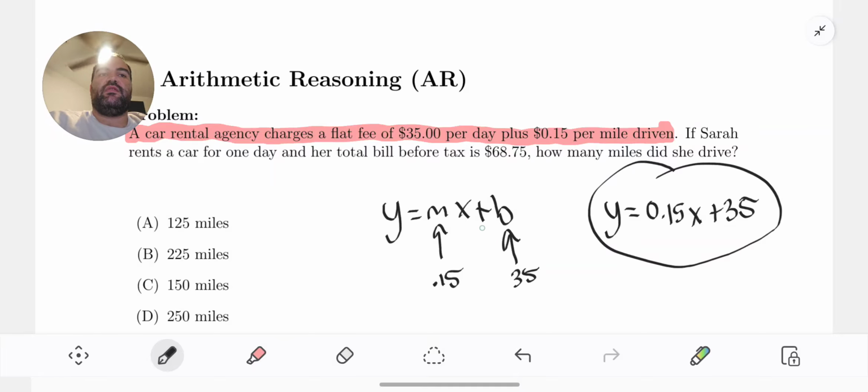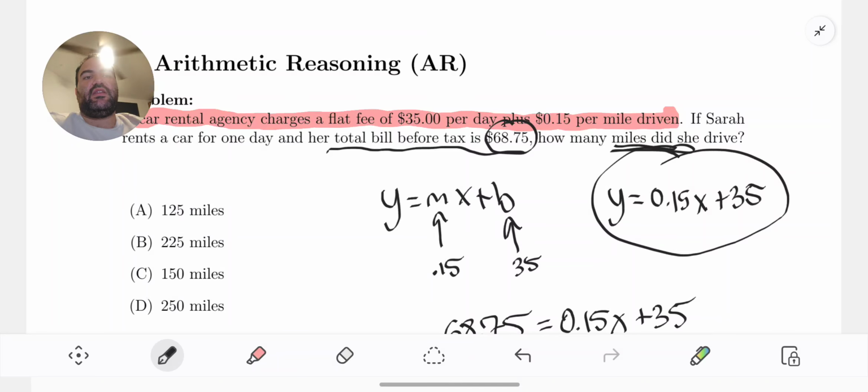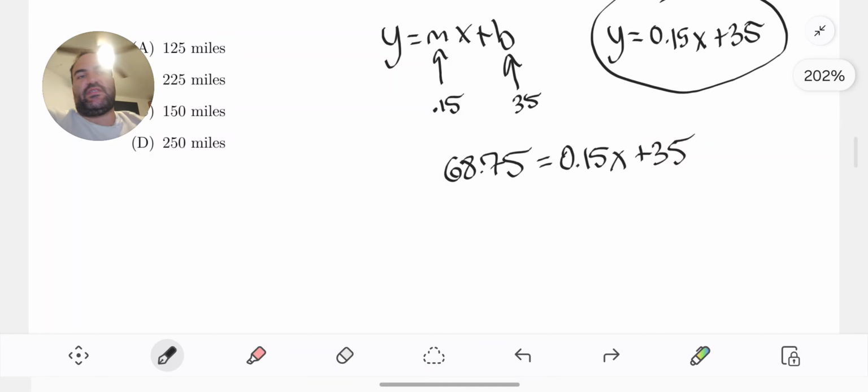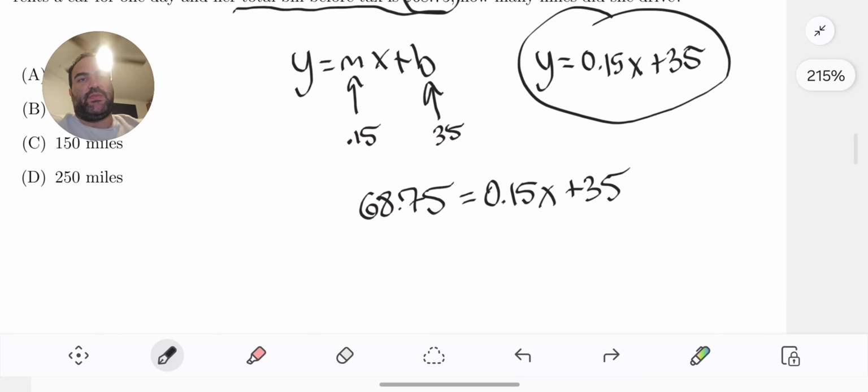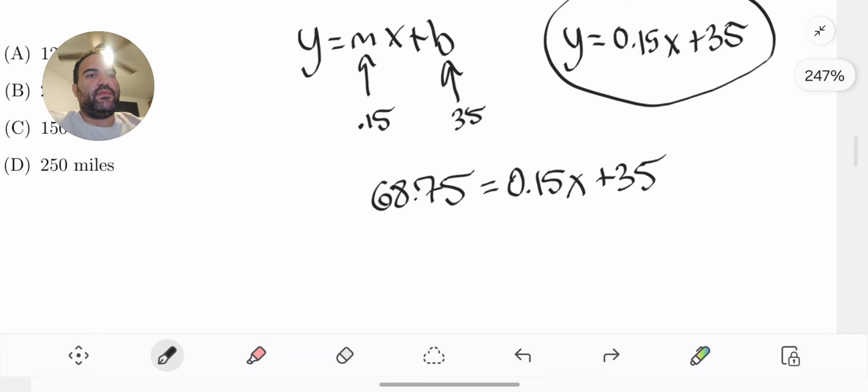Why wouldn't I put that for the x? Well, we know x stands for miles. Okay, so 0.15 per mile, that x is the amount of miles. And that's what they want us to find. Okay? Practice makes perfect. I know I might sound all over the place, but it should make sense after a while.